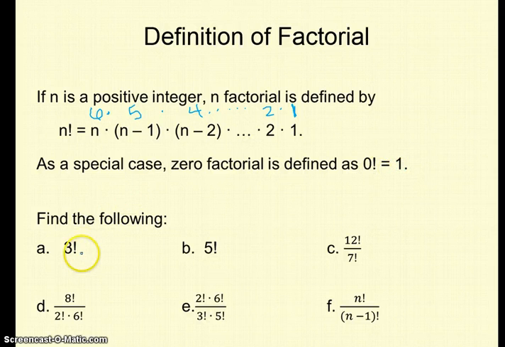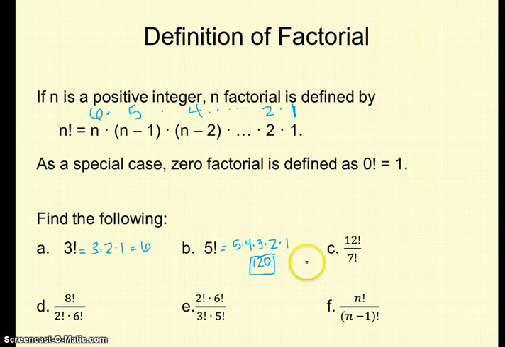So here when it says find the following, 3 factorial is 3 times 2 times 1, which would be 6. 5 factorial would be 5 times 4 times 3 times 2 times 1, which would be 120. Okay, go ahead and see which of these you can do on your own.